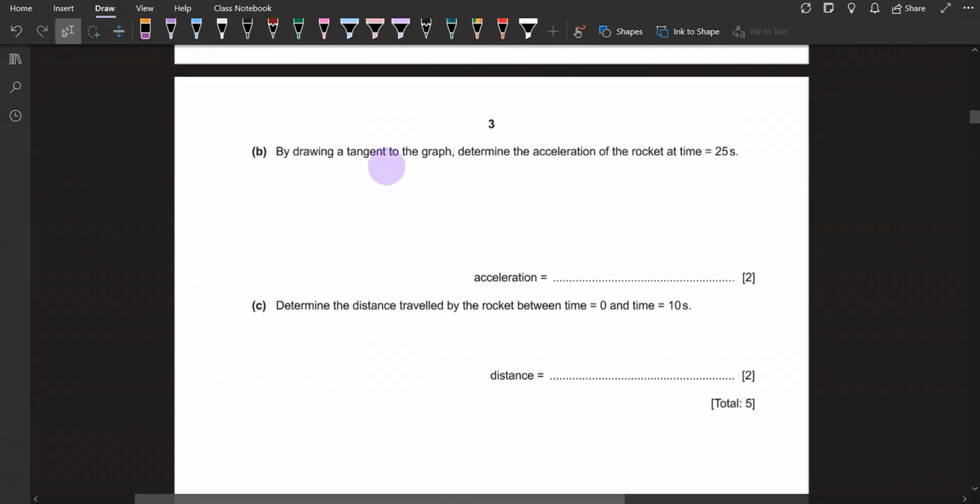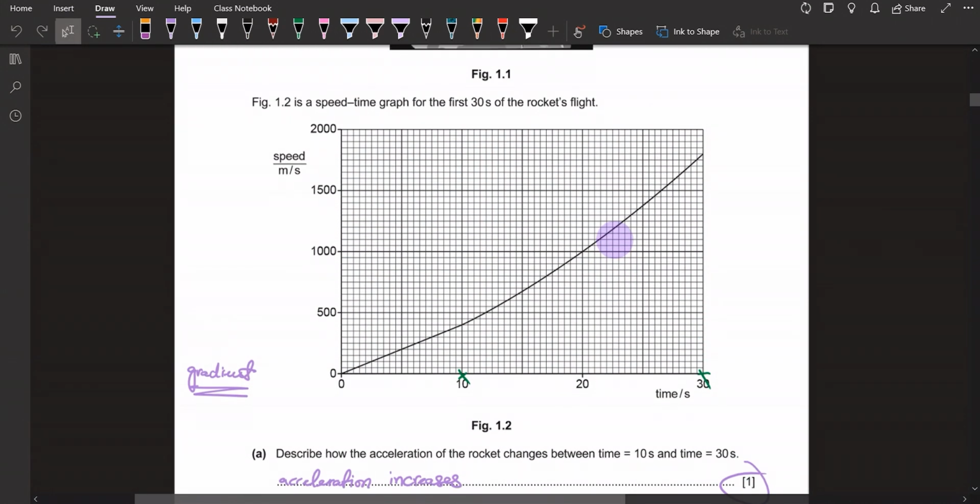Part B says by drawing a tangent to the graph, determine the acceleration of the rocket at time t equals 25 seconds. And as you know that acceleration is the gradient of the graph, we can use the formula y2 minus y1 divided by x2 minus x1. To find these values, we have to go and see the graph. They told us to find the gradient at t equals 25 seconds. We can see here that it's going like a straight line over here, so we can just take this point and this point here and we can find our gradient.